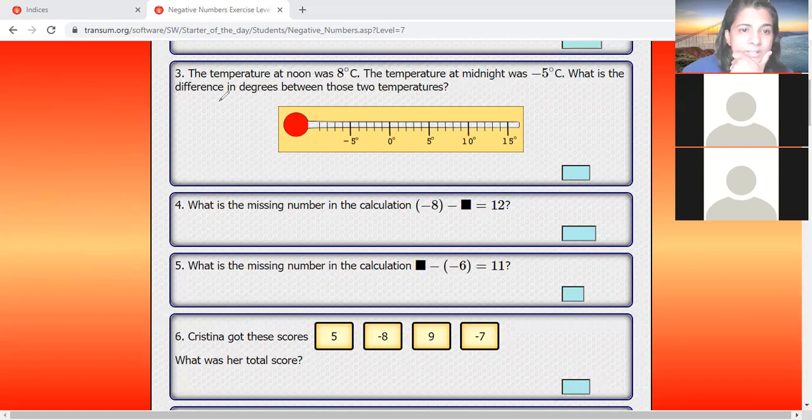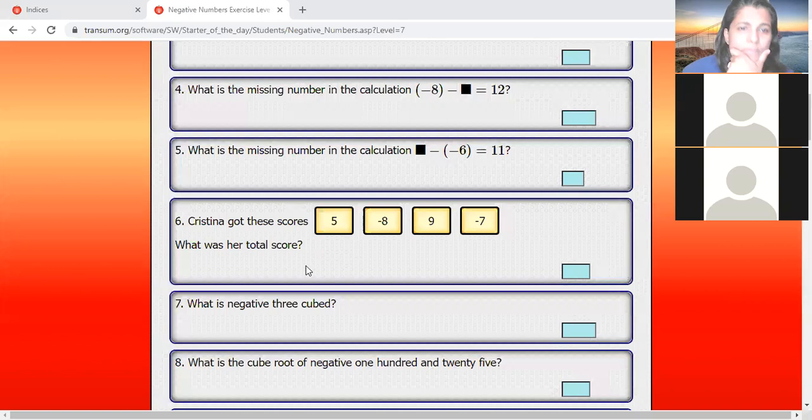Okay, the next question, number 6. Christina got these scores. What was her total score? Total score means what? Add up everything. We have a positive 5, a negative 8, a positive 9, a negative 7. So the score will be going up and down. You just add up everything. 5 plus negative 8 means negative 3. Score went down. Negative 3 plus 9 is positive 6. 6 plus negative 7. Where is her score now?